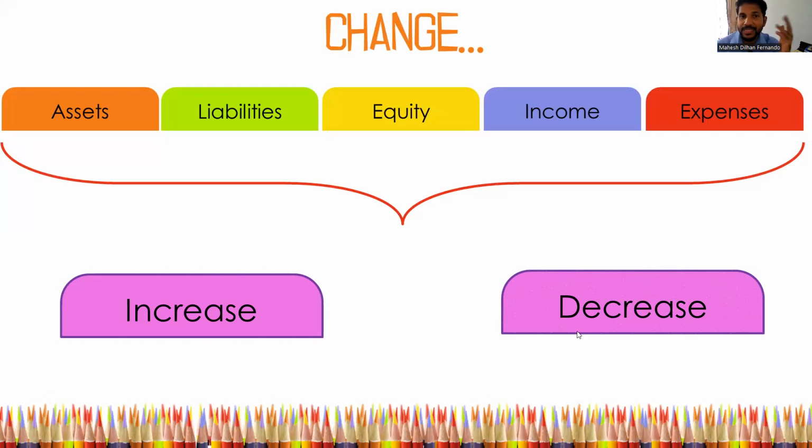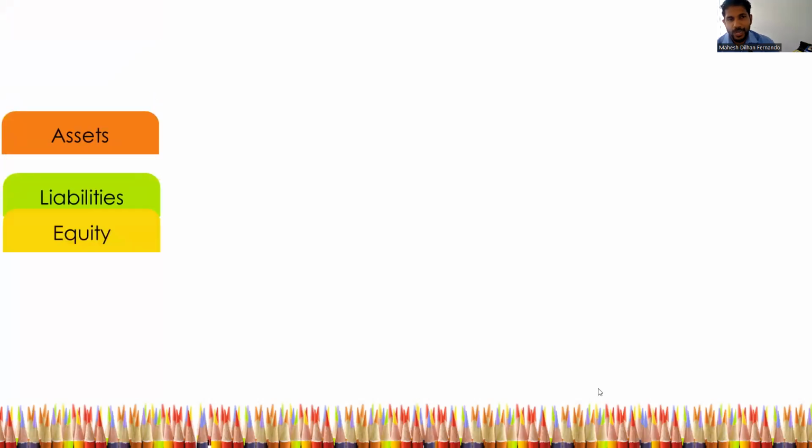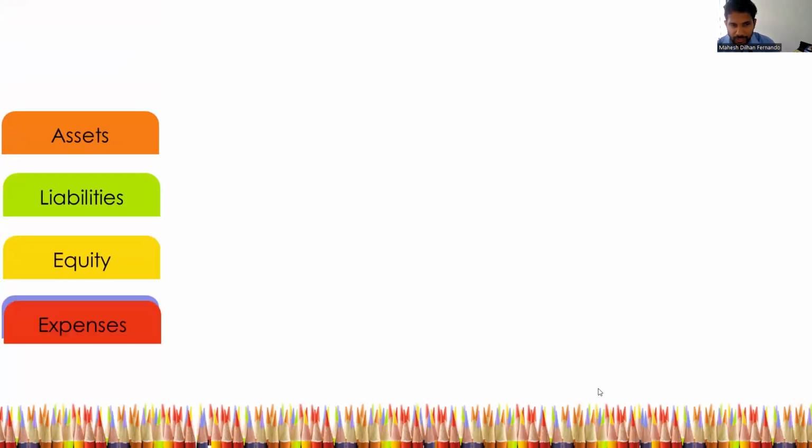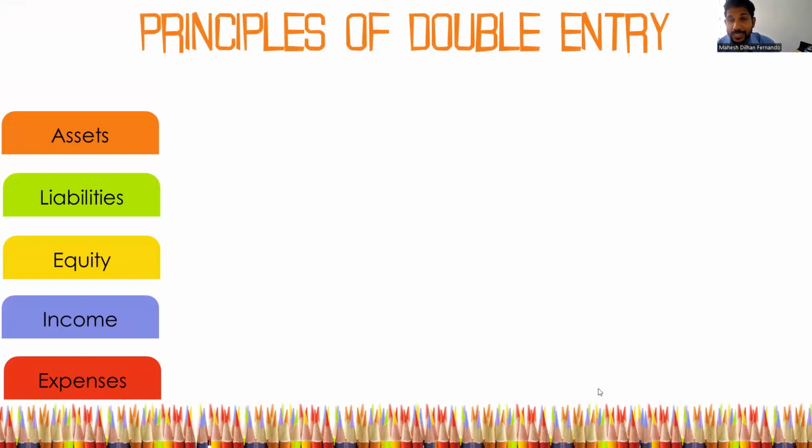Balance of assets may increase, balance of assets may decrease. Balance of liabilities increase, balance of liabilities decrease. Balance of equity, income, and expenses may increase and decrease. That is what you mean by the change. Right? Now look at this one. I told you that we have 5 types of ledger accounts. This is what we call the principles of double entry system.